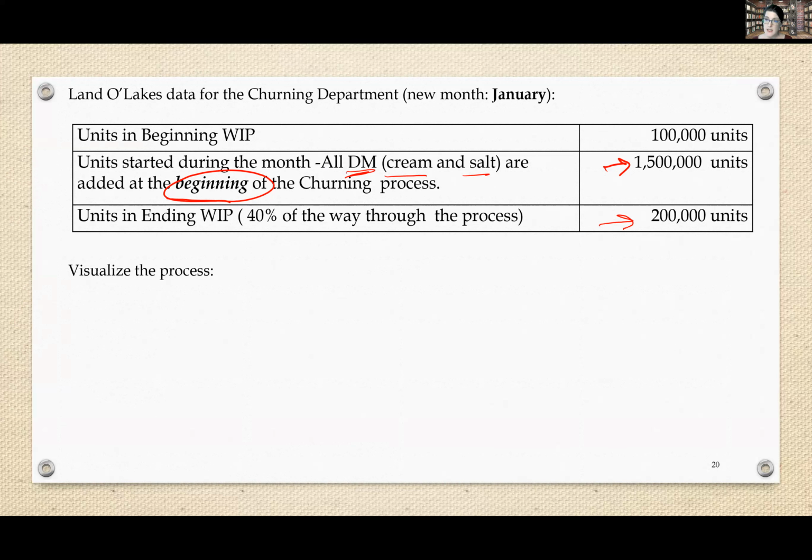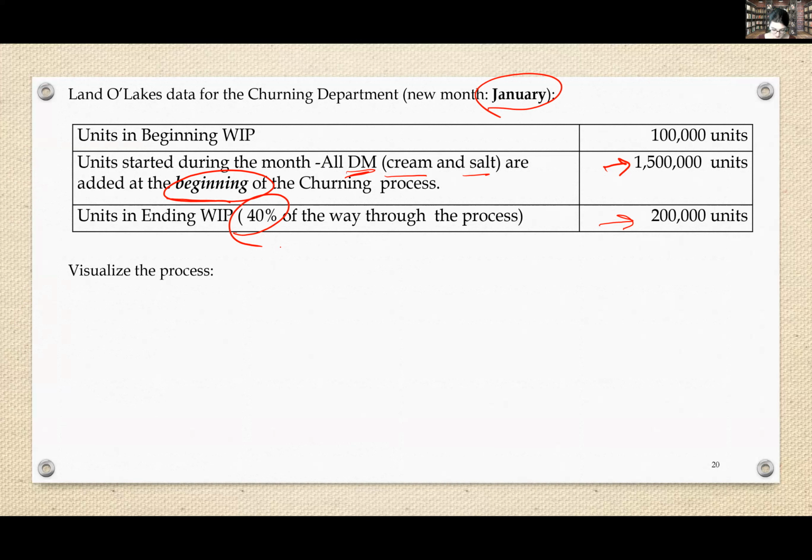And we know that a unit is equal to a pound. So there's 200,000 pounds of butter still being churned at the end of this period, at the end of January. Okay. And of those 200,000 pounds still being churned, they are 40% of the way through the process. So they're not done yet, they're still in process.